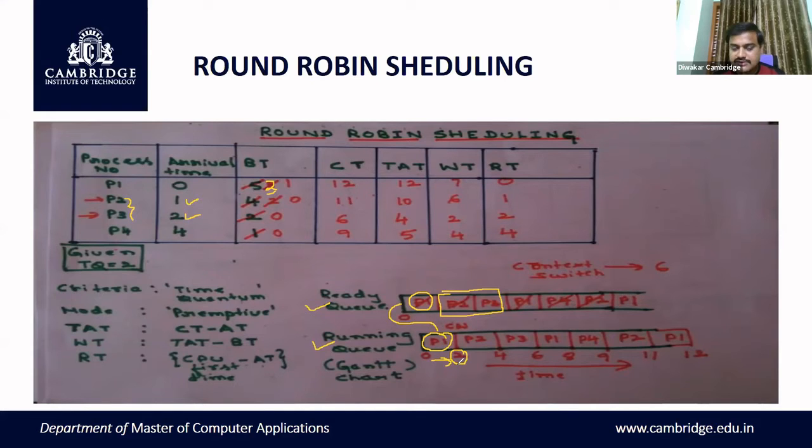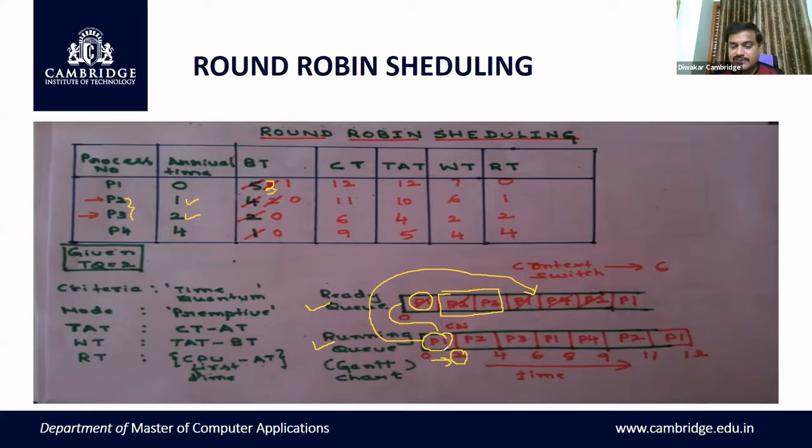So what happens in this case? The process P1 will be removed from the CPU. I mean to say that the CPU will remove this process after the time quantum 2 is over, and it will be put back to the ready queue. Here is the question: why is the process P1 put at the end, after the processes P2 and P3?